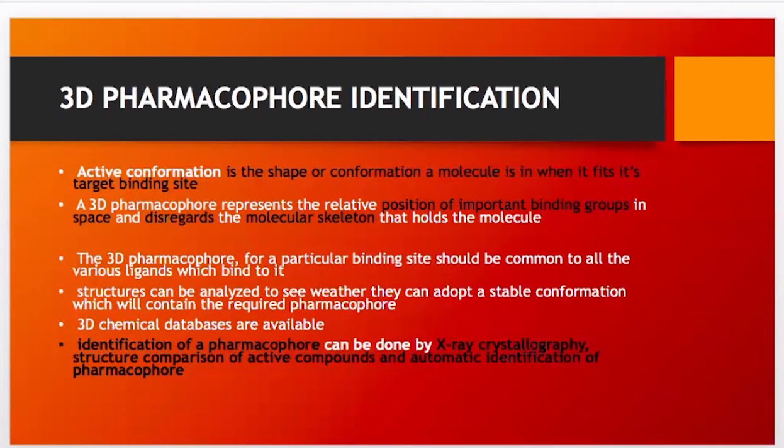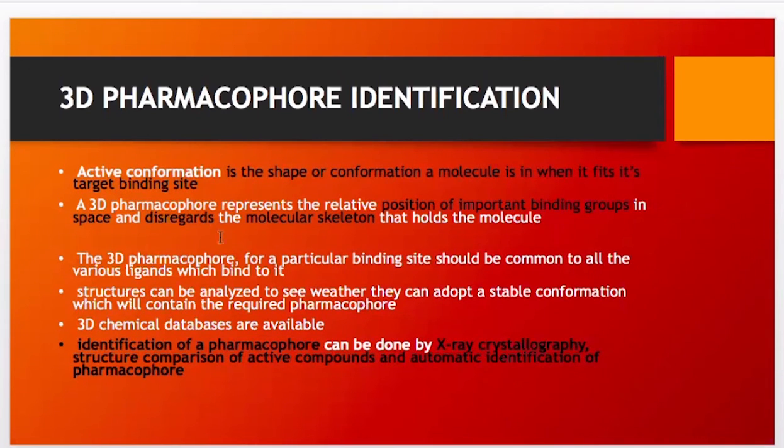Then, besides that, we also have what we call 3D pharmacophore identification. So we also need to identify the pharmacophore. We know the pharmacophore is the part of the molecule that is able to interact with the target site and produce the desired activity that you want.